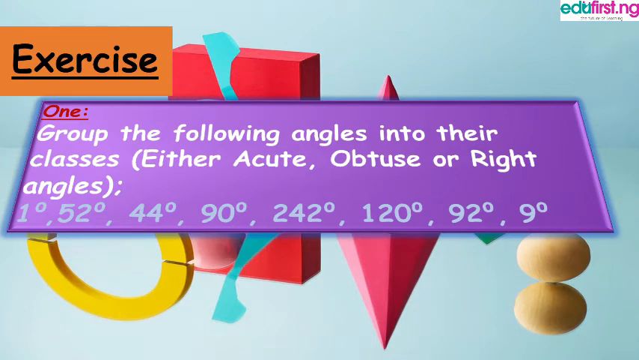Group the following angles into their classes, either acute, obtuse, or right angle. Check the angle. Which class does it form? Try it out and see if you really understand.